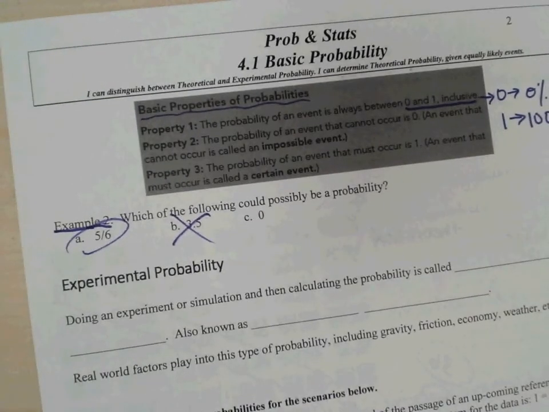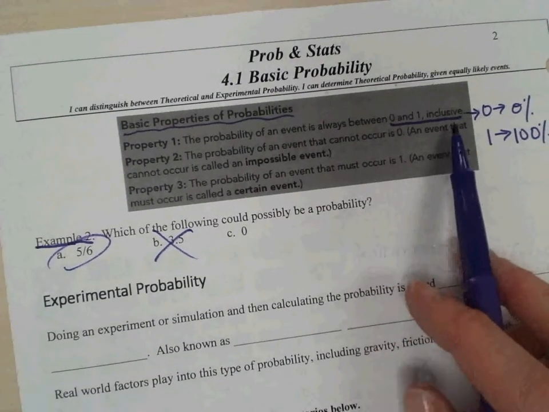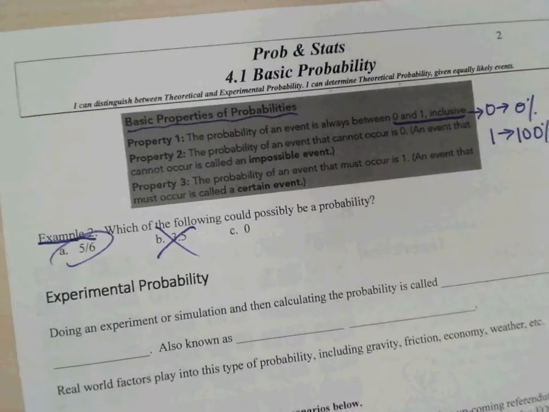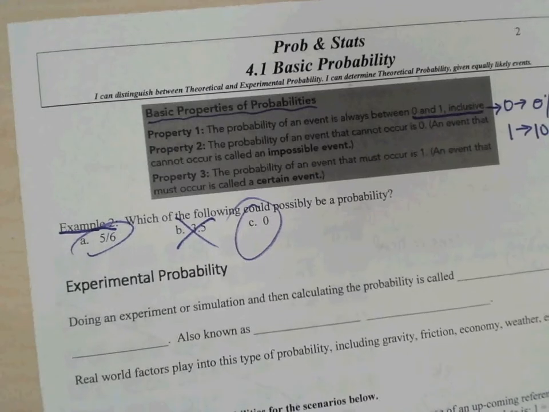0. Is 0 a possible probability? Mixed bag on this one. Why do you think yes, Maddie? Between 0 and 1. Thanks. 0 and 1 inclusive. It includes 0 and 1. So yes, it is a possible probability.